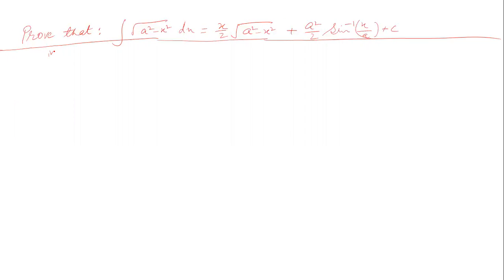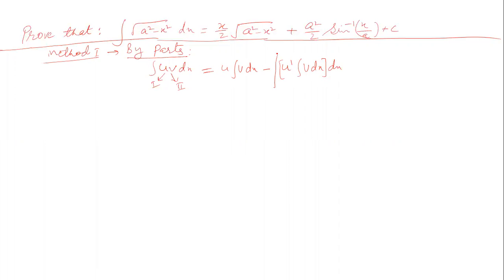First method, method 1, by parts method. As we know that in by parts we have two functions, say u and v. Say u is the first function and v is the second function. And we know by parts concept is first function as it is, integration of second, minus differentiation of first function, integration of second function, and whole integration.